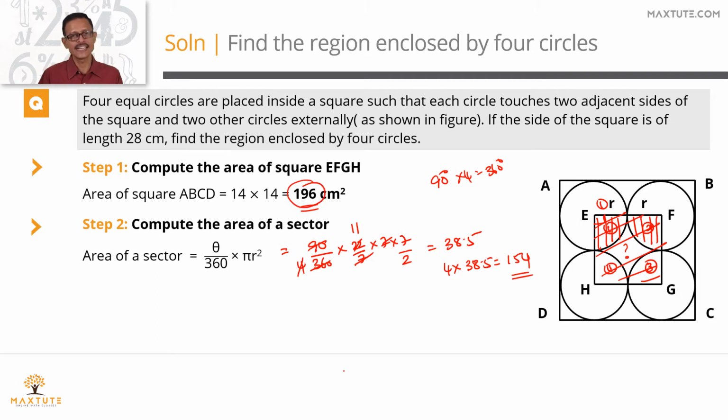Area of the square is 196. Area occupied by these 4 sectors is 154. So area of interest to us is the difference between these two, which is 196 minus 154, which is 42. Consolidate all of this in a printed form.